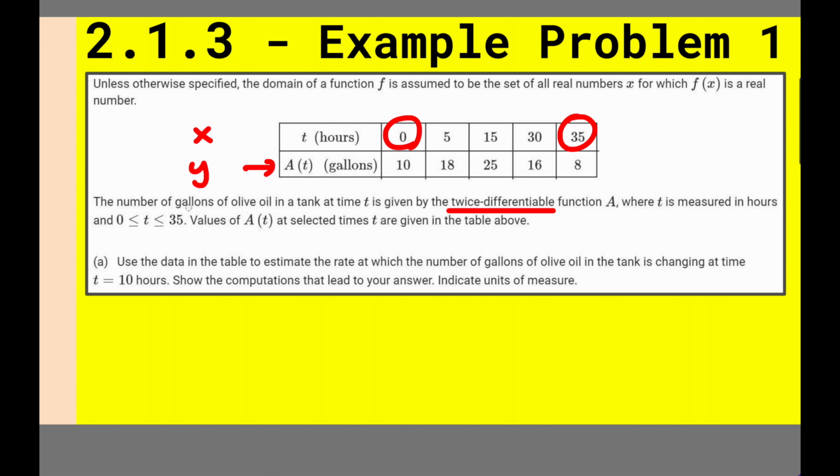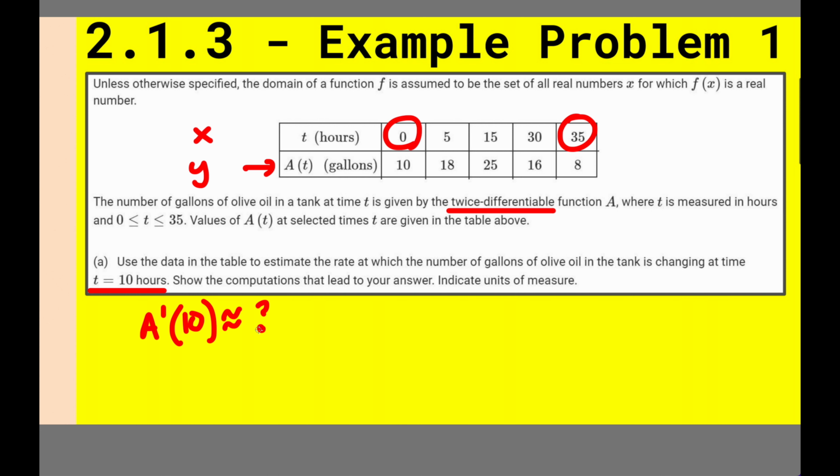It says, use the data in the table to estimate the rate at which the number of gallons of olive oil in the tank is changing at t equals 10 hours. So we're trying to figure out what is A prime of 10. But we're estimating it, so I'm going to write the estimation symbol there with a question mark. Show computations that lead to the answer, indicate units of measure. So we're trying to figure out A prime of 10.